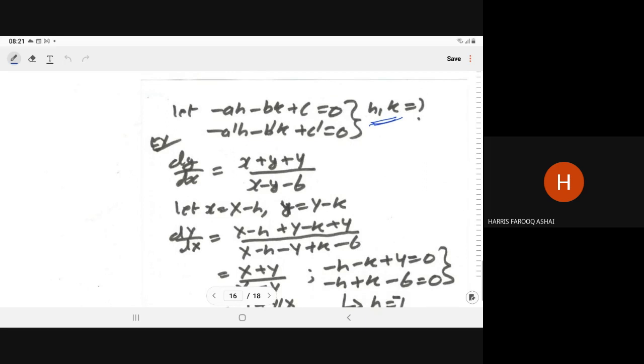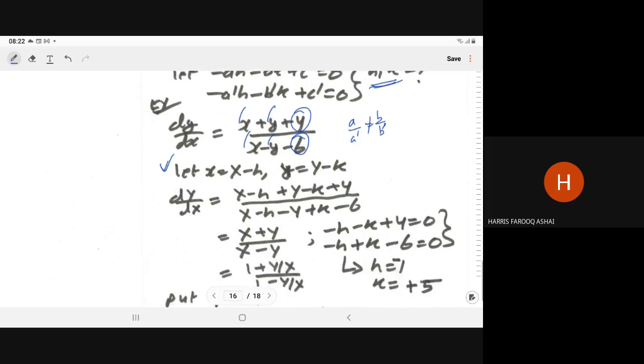Here we have dy by dx is equal to x plus y plus 4 upon x minus y minus 6. So here this is a, this is a dash, this is b, this is b dash. You can observe that a upon a dash is not equal to b upon b dash, and this is your c. So what I have told you, you have to assume small x is equal to capital X minus h, small y is equal to capital Y minus k.